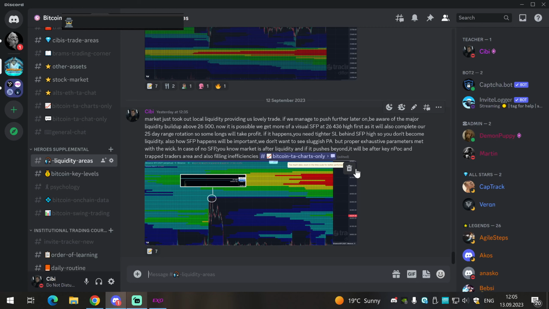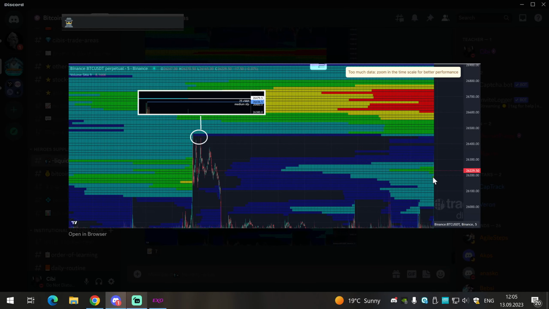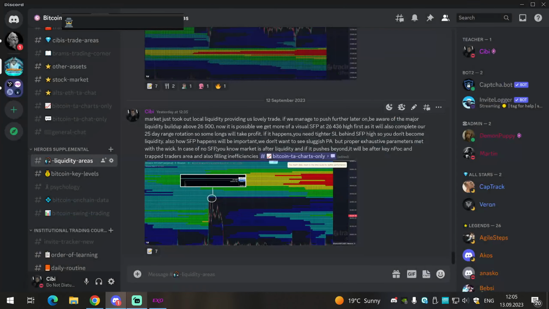One more thing I was warning traders about, and this absolutely nailed the market. So you see, we were pushing over here. 26,300 was taken out, and I was giving a clear trading plan based on liquidity. I said, market just took out local liquidity, providing us a lovely trade. Yeah, that was the trade I was showing before. If we manage to push further later on, be aware of the major liquidity buildup above 26,500.